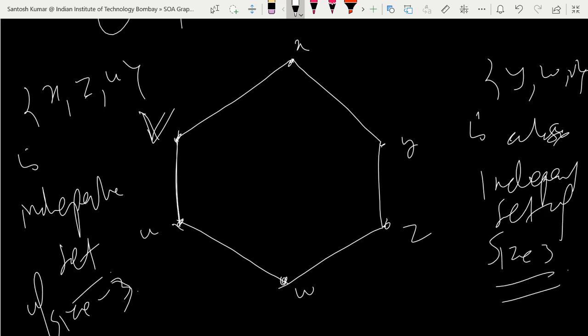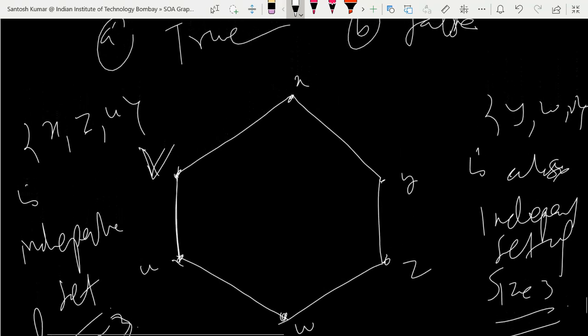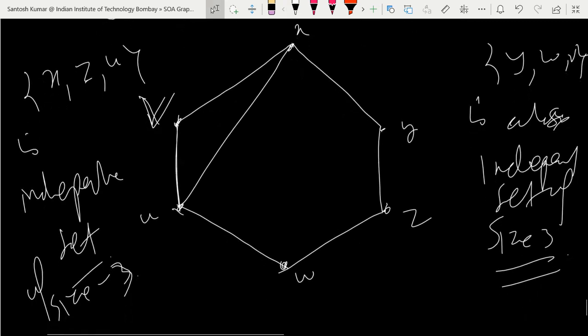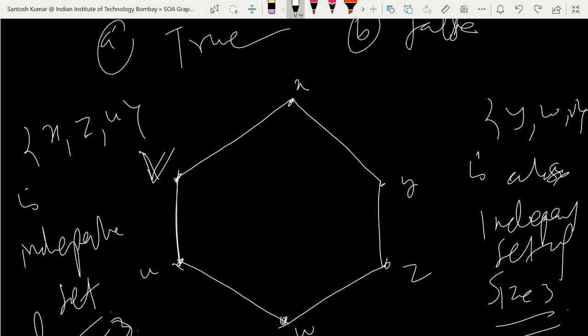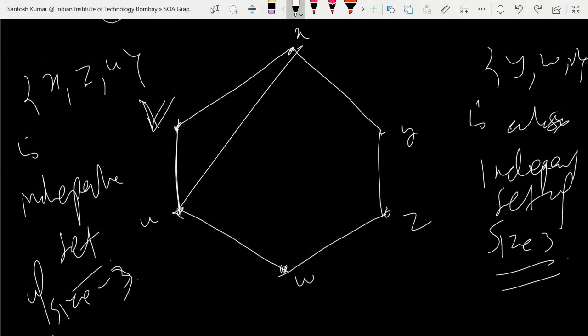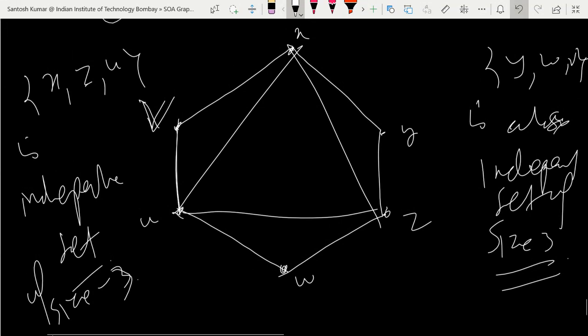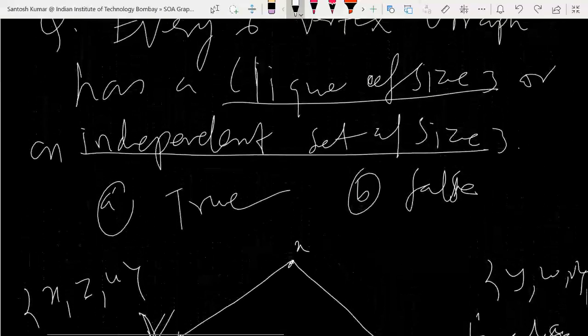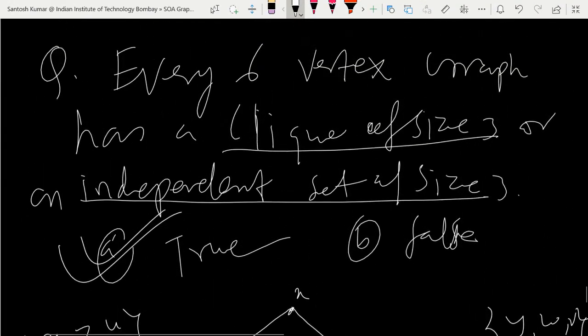And if you don't join someone, then consider the other case. If you join U and X, then in this case you will have a clique of size 3. Or if you join any other, then still you will get a clique. So either a clique or an independent set you will always get. If you join more, you will get cliques. If you don't join, you will get an independent set. So this statement is true. You can prove it.